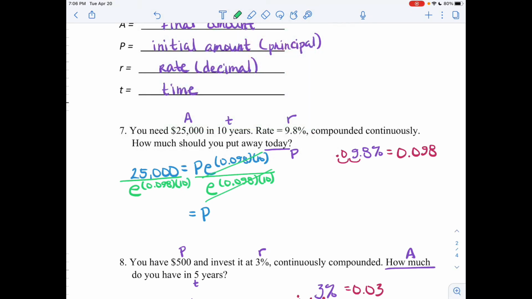I have 25,000, and then I want to divide that by E raised to the 0.098 times 10 power. Practice this in your calculator or Desmos scientific calculator if you're at home, and what you should come up with is a P value of 9382.78. So in 10 years, we've gone from about $9,400 all the way to $25,000 based on these criteria.